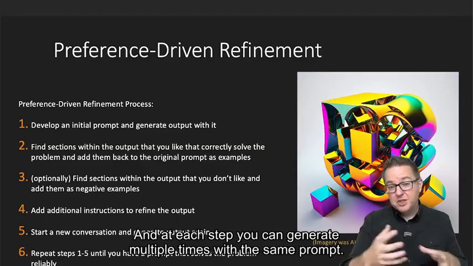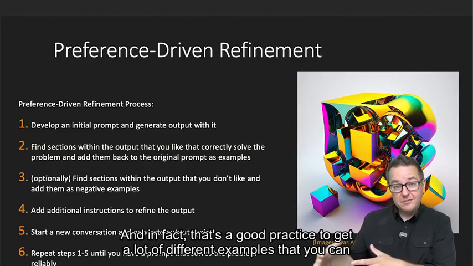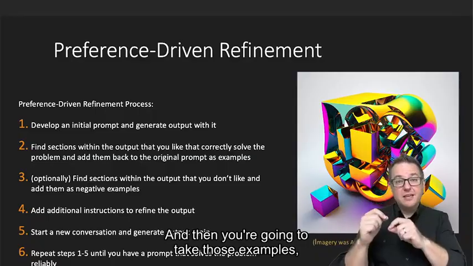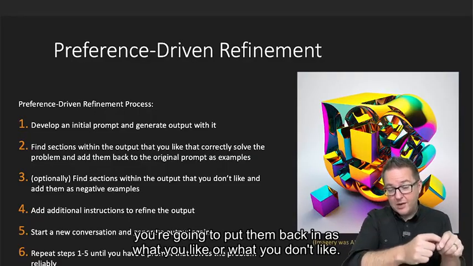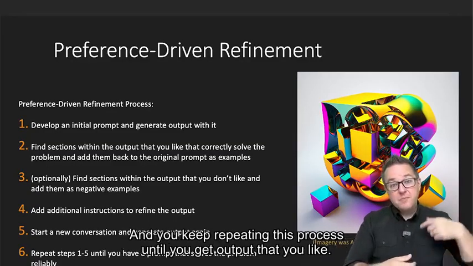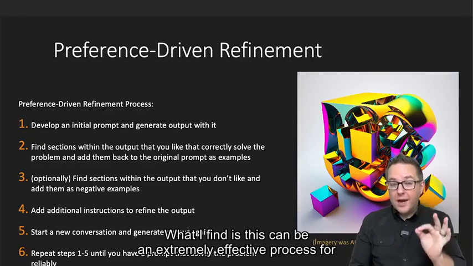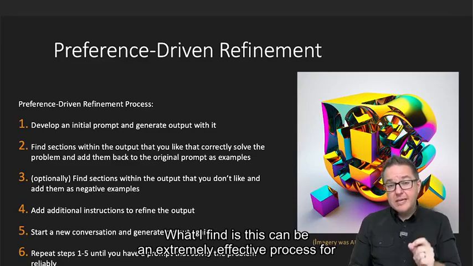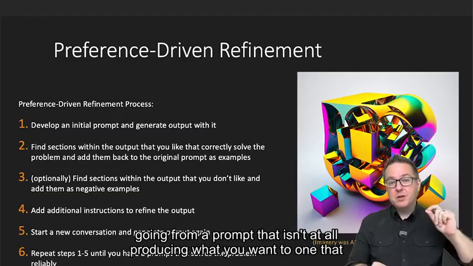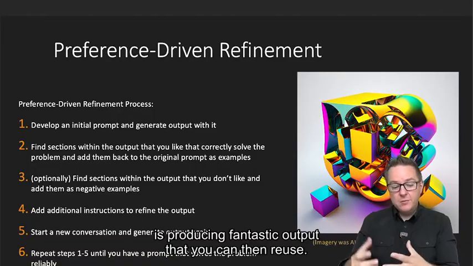And at each step, you can generate multiple times with the same prompt. In fact, that's a good practice to get a lot of different examples that you can draw from for your preferences. Then you take those examples and put them back in as what you like or what you don't like. You add an instruction or two, and you repeat the process. You keep repeating this process until you get output that you like. What I find is this can be an extremely effective process for going from a prompt that isn't at all producing what you want to one that is producing fantastic output that you can then reuse.